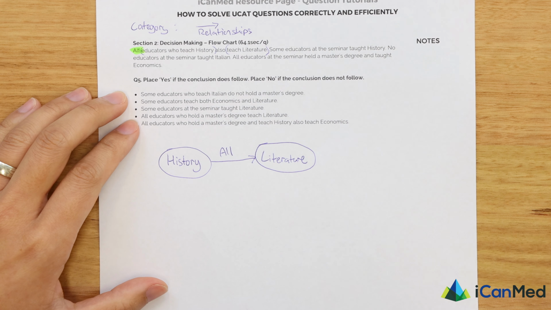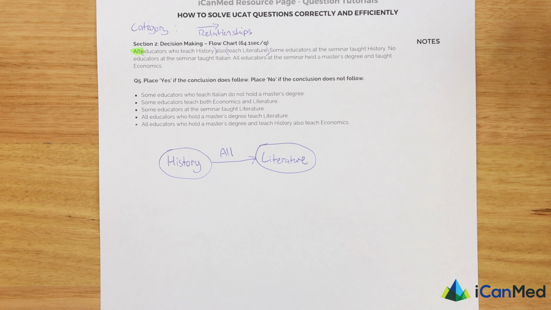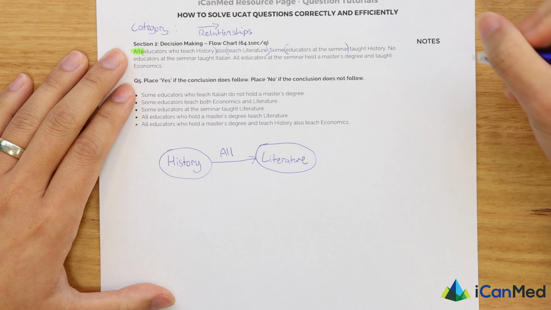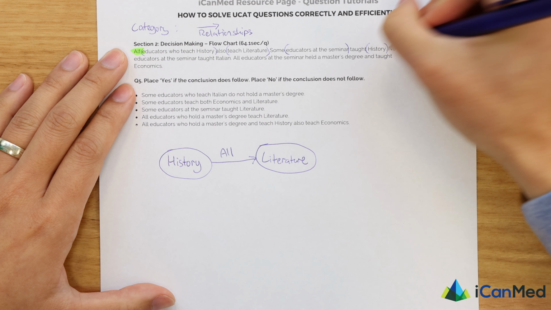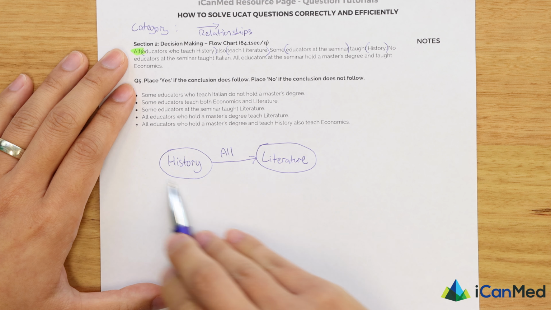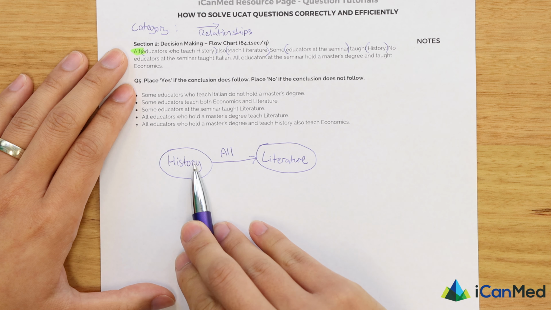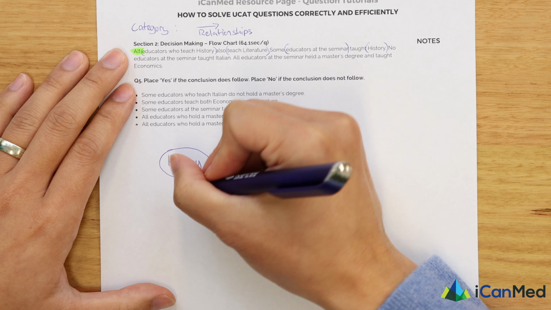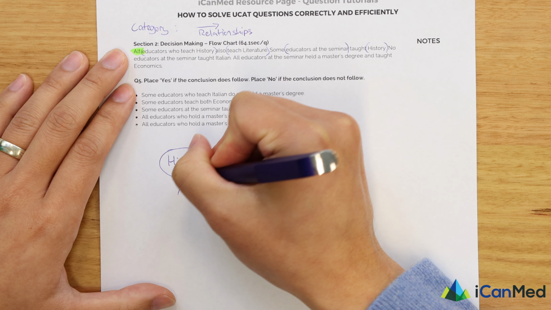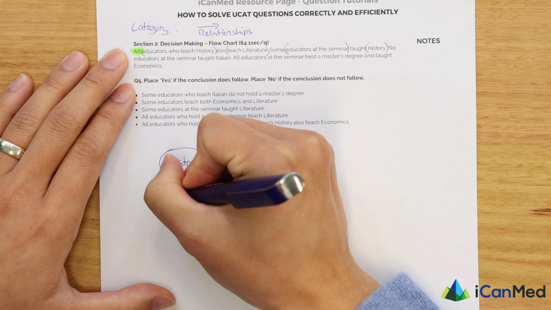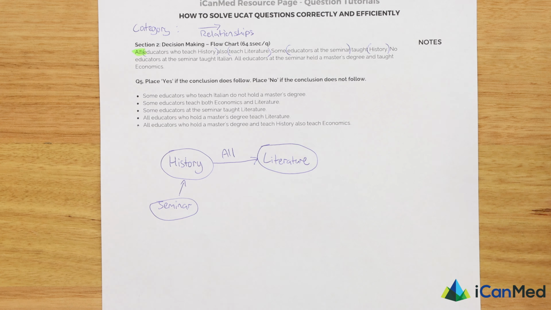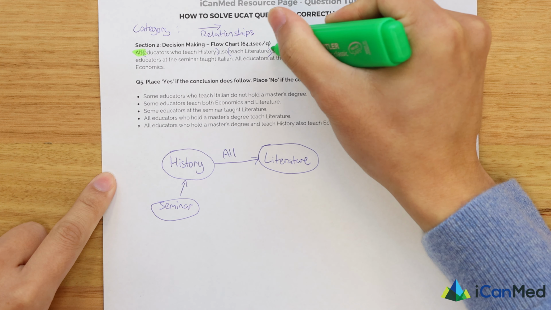So when the next sentence says, some educators at the seminar taught history, my first category is educators at the seminar, my second category is history. I have the history category already in my flowchart, so with this extra information, I can use the same flowchart to just build up my content. So here I write seminar. And how is it related? It's related through the word some.